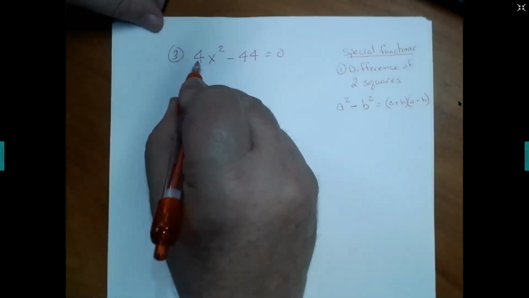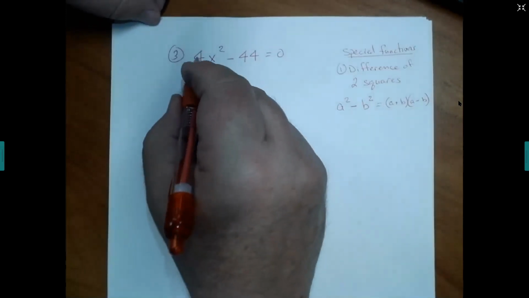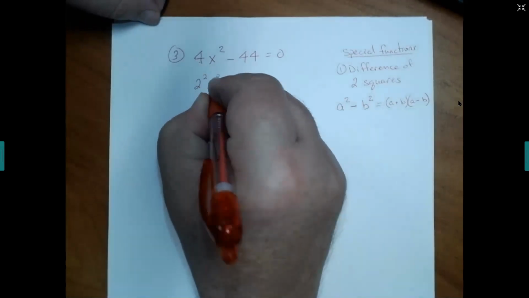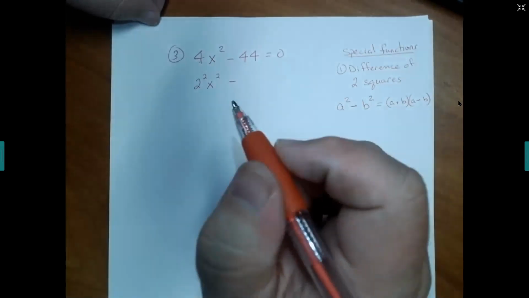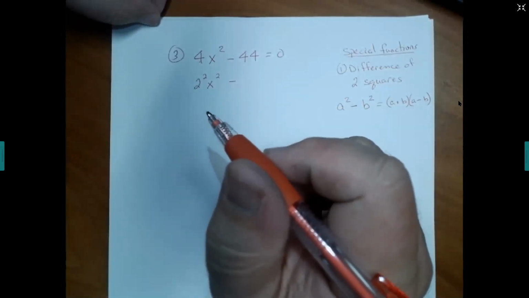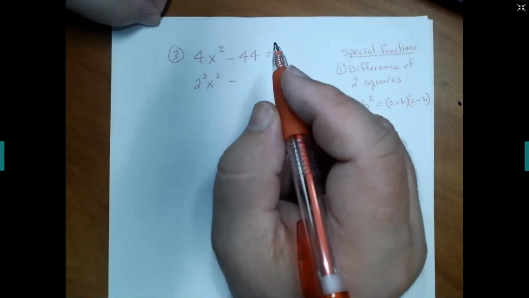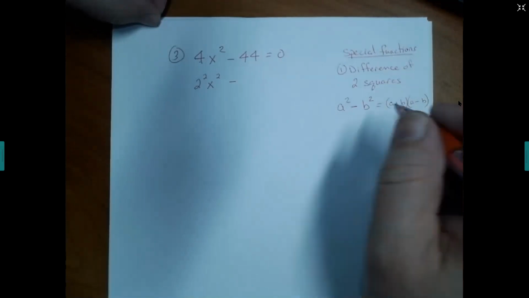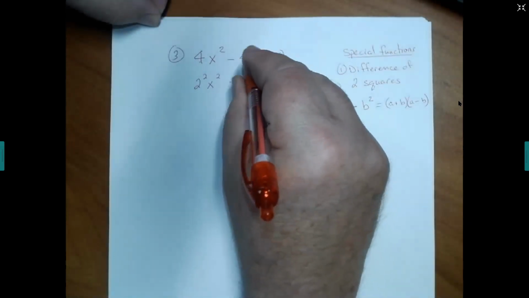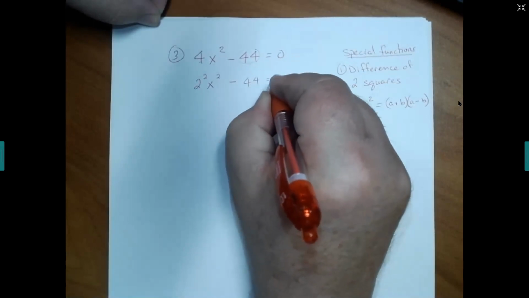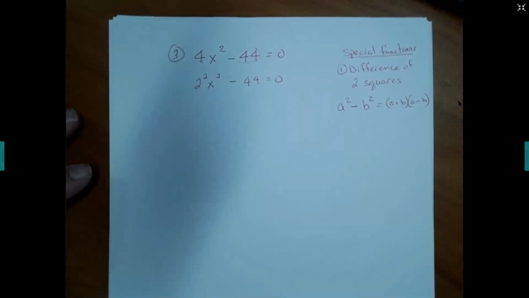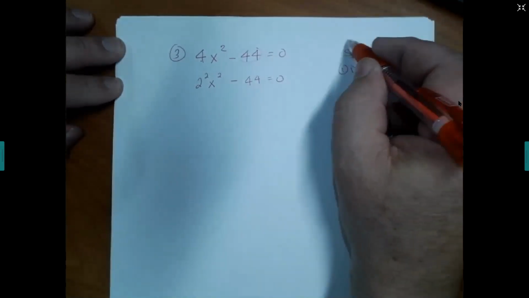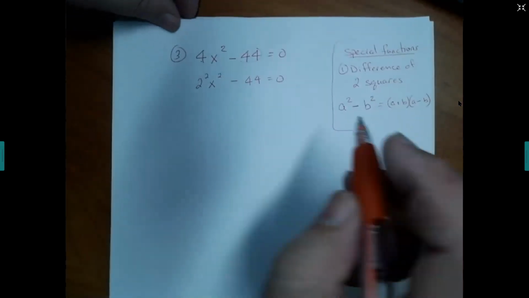Okay, so look at the first one. Is 4 a perfect square? 4 is made up of 2 times 2, so it's 2 squared. Is 44 a perfect square? 44 is made up of 4 times 11. 4 is 2 times 2. So it's not a perfect square in itself. That's the first thing you want to check. Since the second was not a perfect square, we can't use this. We'll use that very soon enough, though.